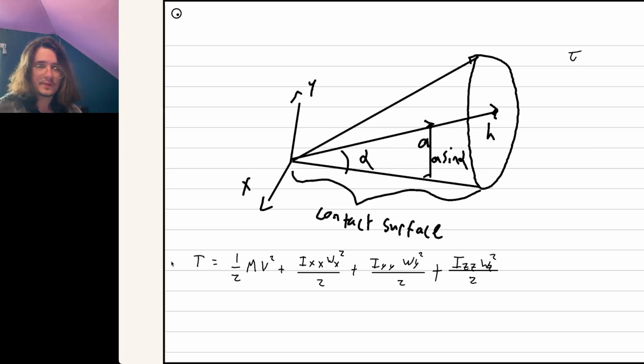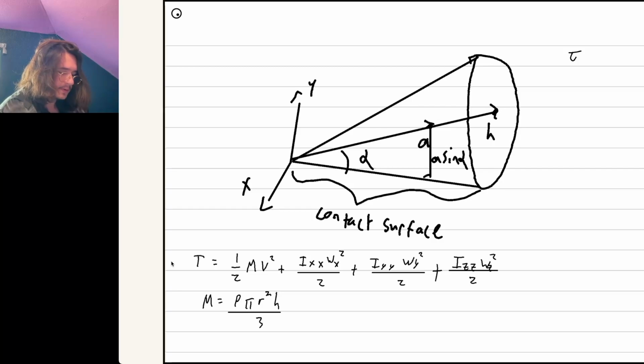So let's deal with the mass first. Let's put it in terms of the density of the thing times the volume of the thing. And the volume of a cone like this is actually pi r squared h over 3. So it's looking like that.